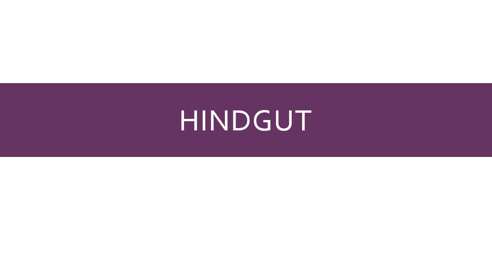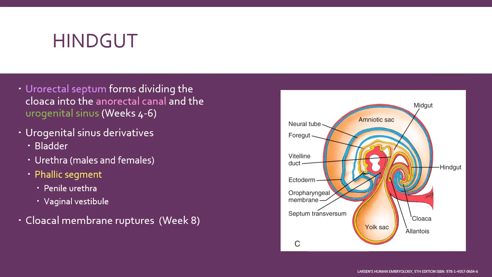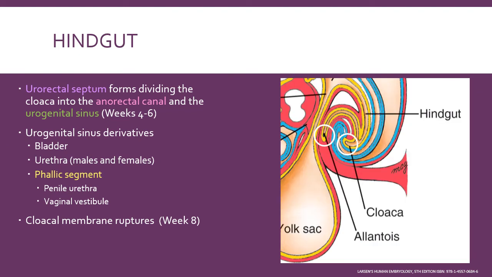Finally, onto the hindgut. Now, here we're going to just sort of quickly refresh anatomy of the gut. We're looking at the caudal end of the gut, so that's shown here, and then the hindgut terminates in the cloaca, and you also see the allantois, which we will bring up briefly here as well.